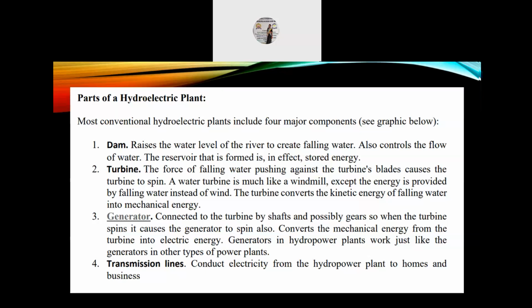Number 3, generator. Connected to the turbine by shafts and possibly gears, so when the turbine spins it causes the generator to spin also. It converts the mechanical energy from the turbine into electric energy. Generators in hydropower plants work just like the generators in other types of power plants. Number 4, transmission lines. They conduct electricity from the hydropower plant to homes and businesses.